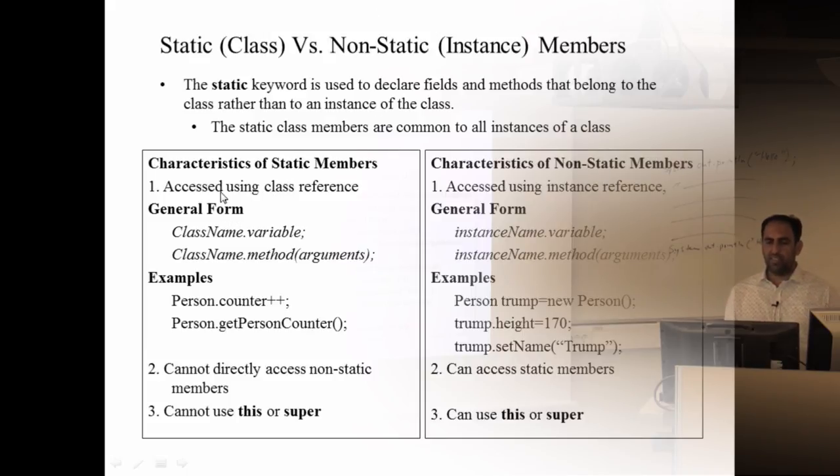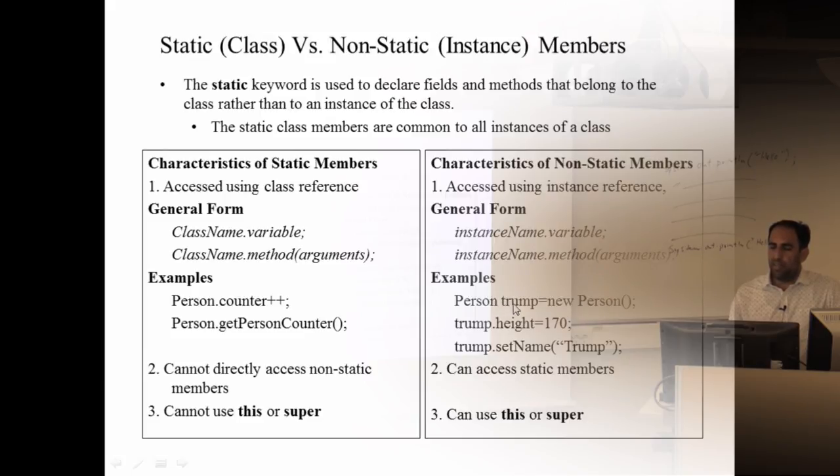The differences are, some characteristics are that static members are accessed using the class reference. So for example, if you want to access a variable, you can specify person.counter and the method name. But if you want to access the instance members, you need the instance of that class. So for example, to access the height and the method set name, which are non-static, we need the reference or the instance of that class.